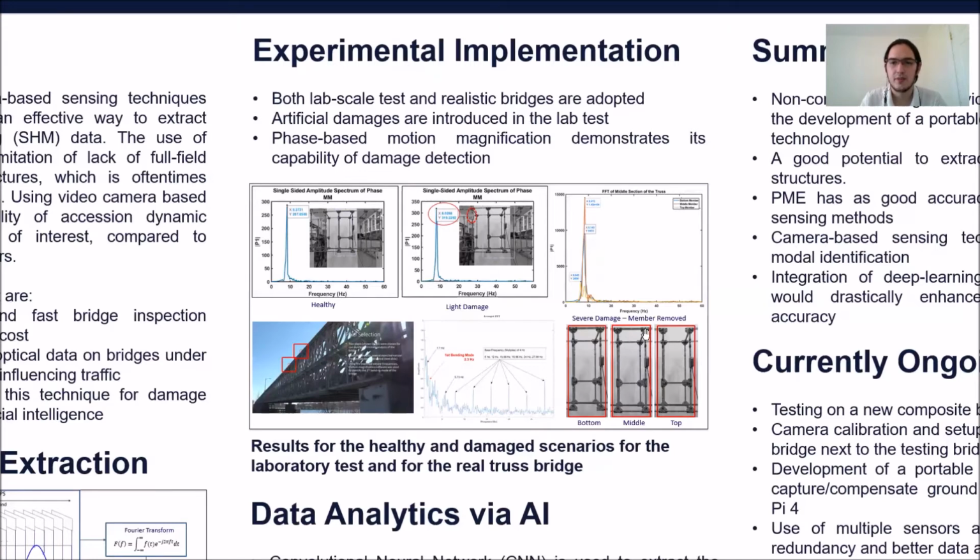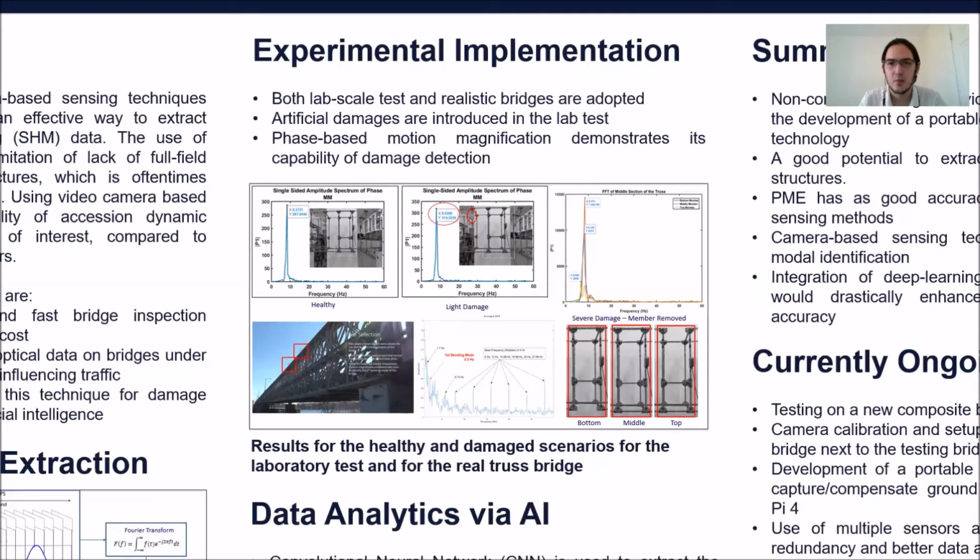So for this severe damage case, we did two different damages. The first one, we took the bottom member of the bridge. The second one, we took the middle member, and finally the top member, and then analyzed the change of the frequency for all cases. And as we can observe here, there is a significant change on the natural frequency when we have a severe damage.